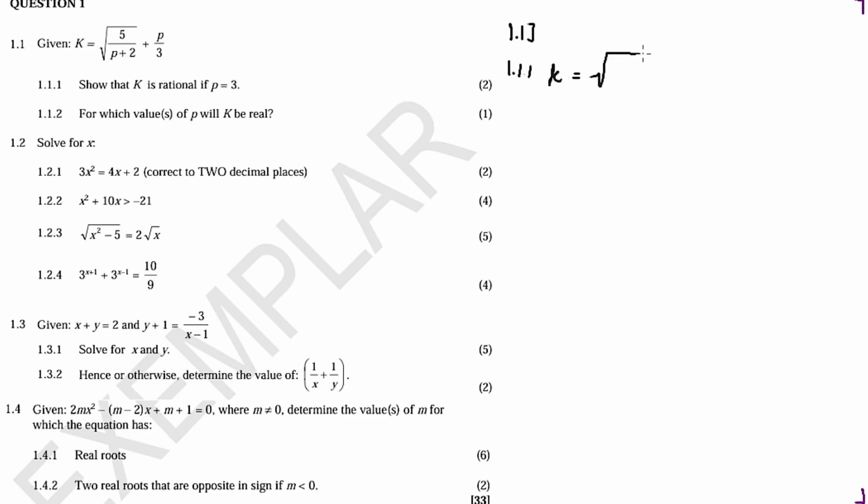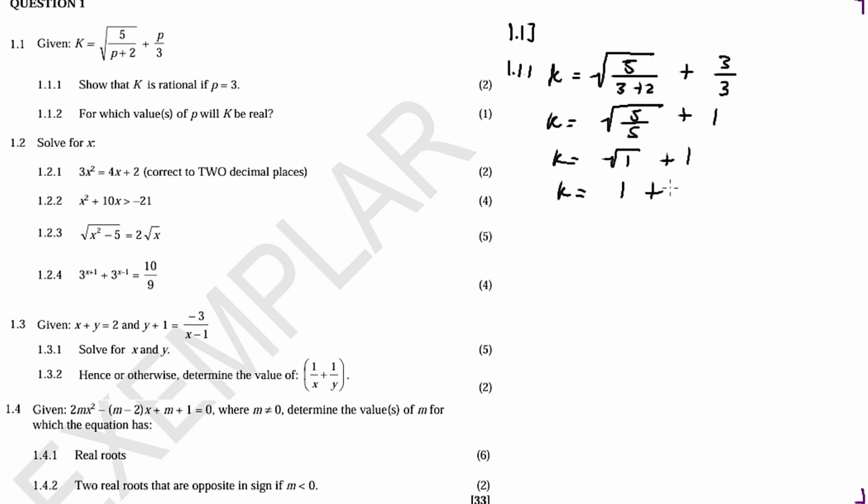K equal to the square root of 5 over p, which is 3, plus 2, plus 3 over 3. K is equal to the square root of 5 over 5 plus 1. K is equal to the square root of 1 plus 1. What's the square root of 1? It's 1, plus 1. Then the answer is equal to 2. 2 is a rational number.